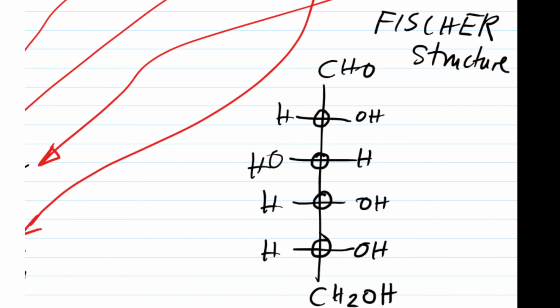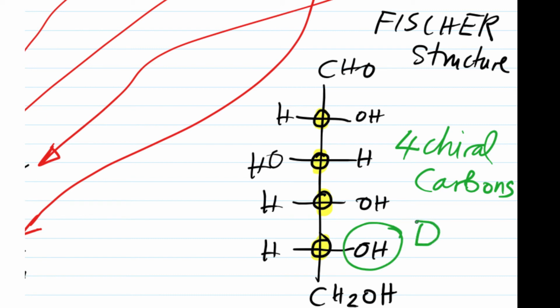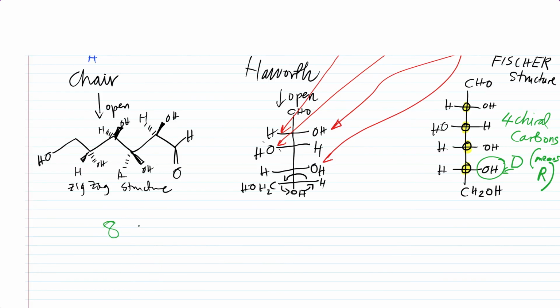With this projection, all the stereoisomers of glucose can be identified, as we have 4 chiral carbons. The D comes from the 5th position hydroxide to the right, which is the same as the R, and there are 8 D sugars possible.